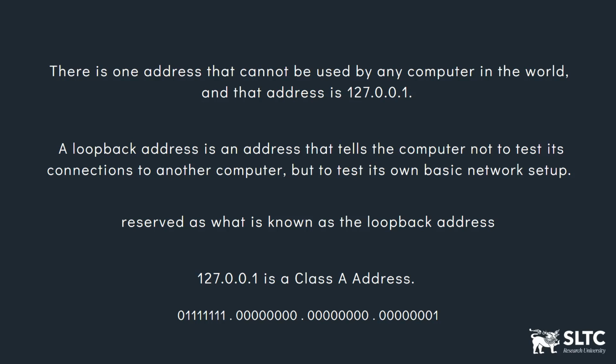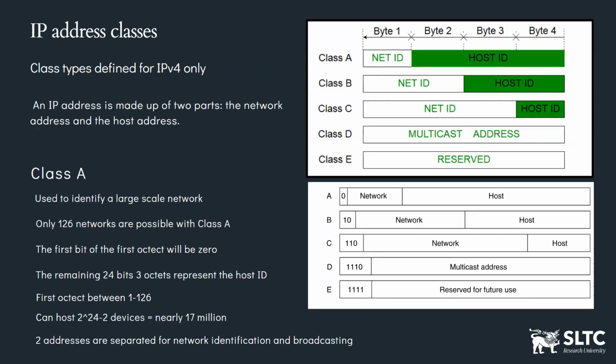Further, when we convert into the binary format, we can see that this address starts with a 0, right? That means this address is a class A address, right? So we have different classes that are defined for IPv4 addresses, right? So we have class A, B, C, D, E address classes. However, only IPv4 addresses have these class types, right? IPv6 does not have address class types.